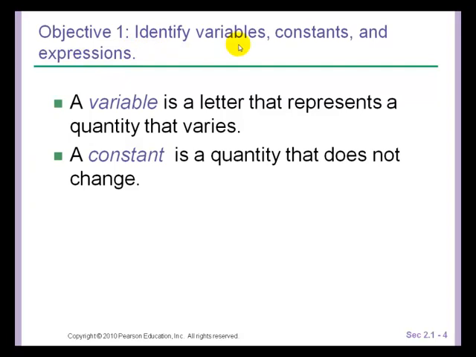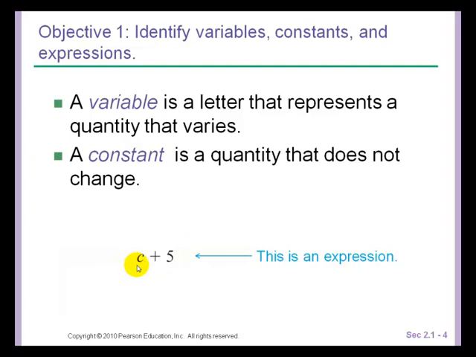Objective 1. Identify variables, constants, and expressions. A variable is a letter that represents a quantity that varies. A constant is a quantity that does not change. So if you are doing a problem and one of the things in the problem can change, you use a letter or a variable to represent it. If you're doing a problem and a number never changes, it is constant.